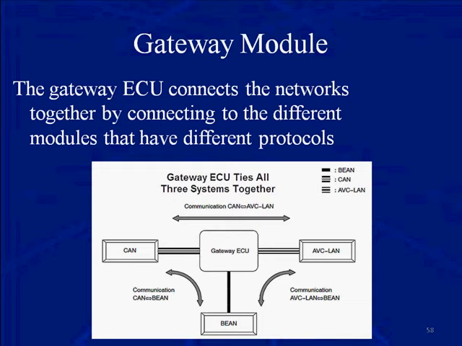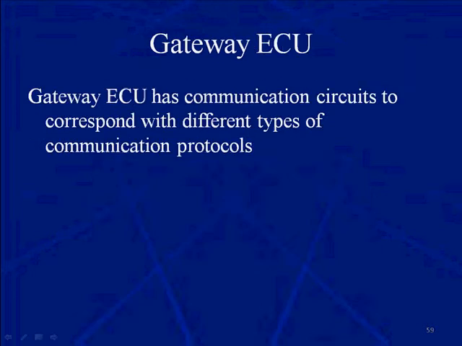And what that gateway module is doing, it's interpreting so that the CAN can understand what the HVC LAN and the BEAN are saying. It's interpreting so the BEAN can understand what CAN and HVC LAN are saying. It's interpreting so the HVC LAN can understand what the BEAN and CAN are saying.